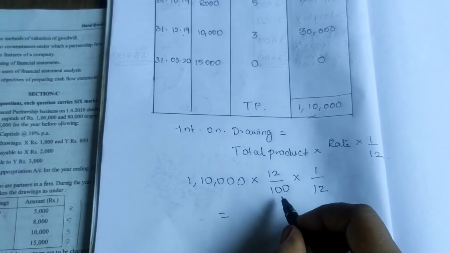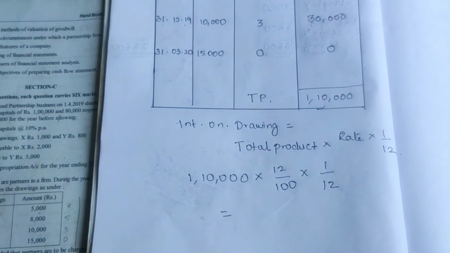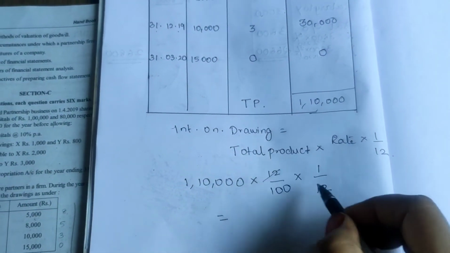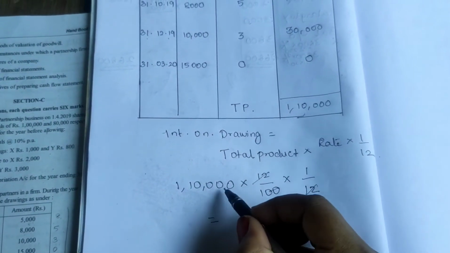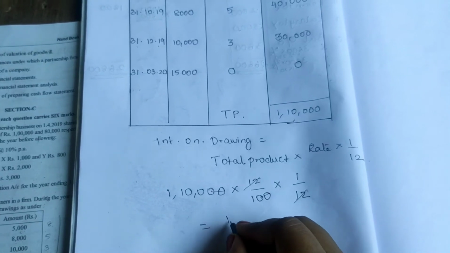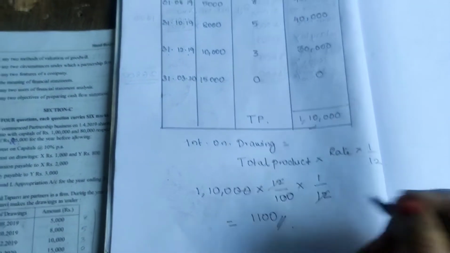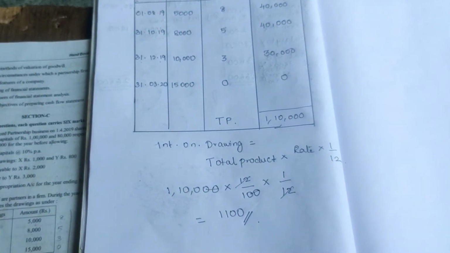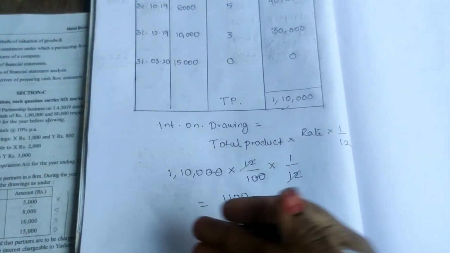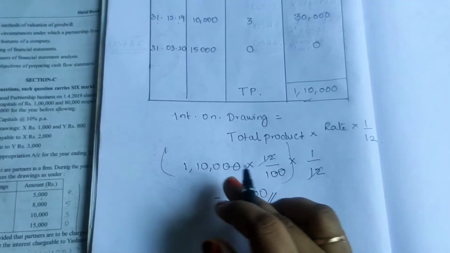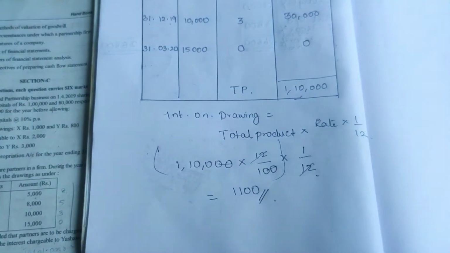By this we get the answer. 12 gets cancelled, 0 gets cancelled, 1100 is the answer. You can use a calculator also easily. First you can do this. Second step you can do with this.